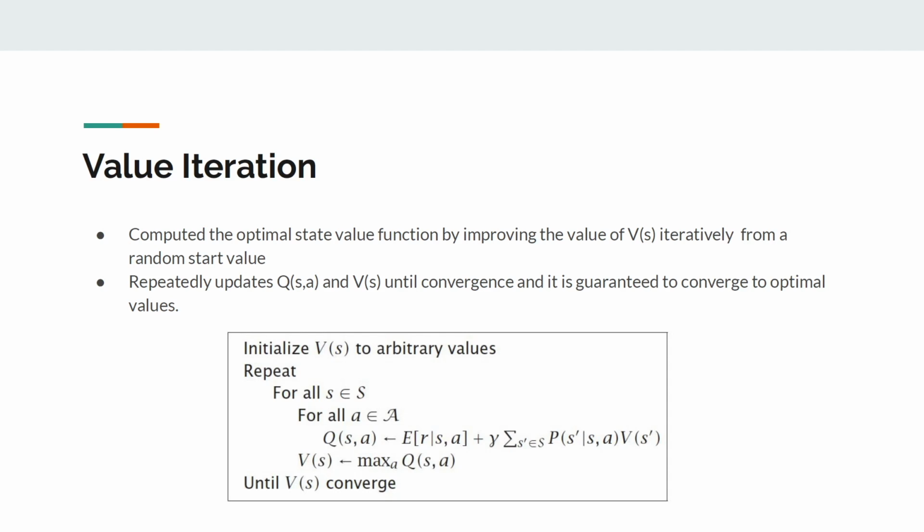So looking at the pseudocode here, it's pretty much self-explanatory. We first initialize the value function V of s for all states to arbitrary values, and we iterate through all of the states and all of the actions, and we calculate the Q values based on the current value functions, using the Bellman equation, and then we update the value function using the maximum Q value until the value function converges.